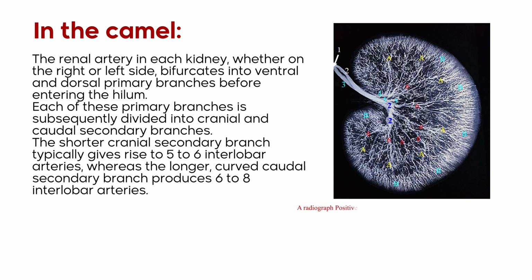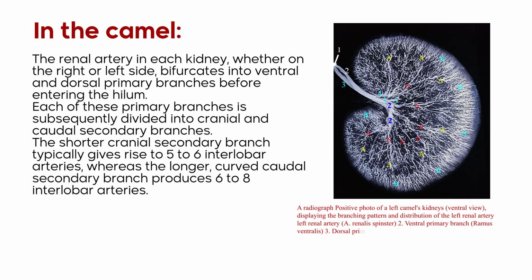A radiograph positive photo of a left camel's kidneys, ventral view, displaying the branching pattern and distribution of the left renal artery. 1. Left renal artery, A. Renalis sinister. 2. Ventral primary branch, ramus ventralis. 3. Dorsal primary branch, ramus dorsalis. 4. Cranial secondary branch, ramus cranialis dexter. 5. Caudal secondary branch, ramus caudalis.